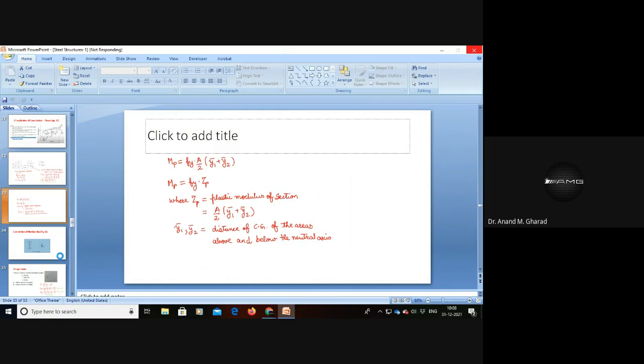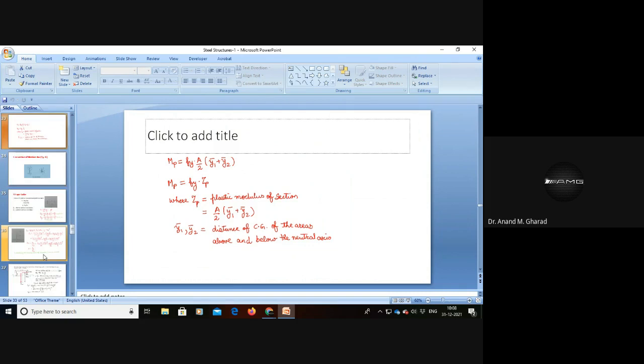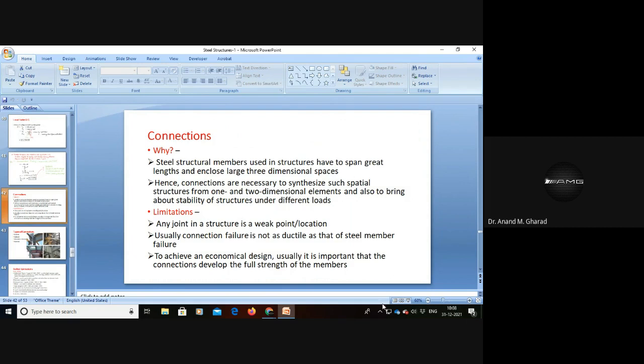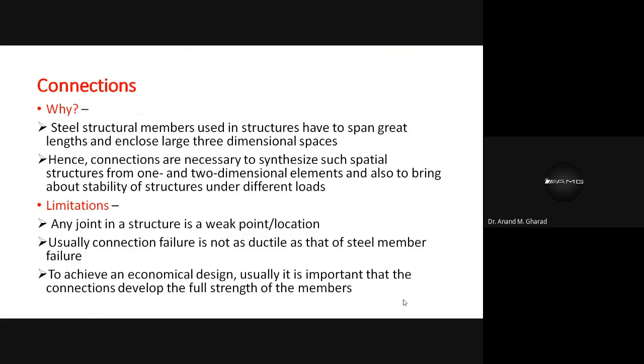And now what we will do is we will shift our gears to this part, which is known as connections. So fine. Why the connections are to be provided? First of all, we should understand this concept, that why there is a need to provide any type of connection in steel structure. So the answer probably perhaps I have jotted down.